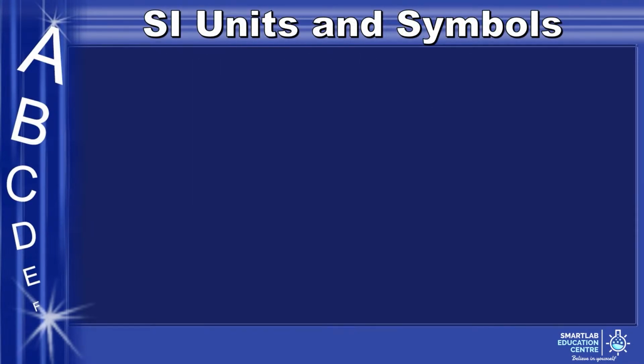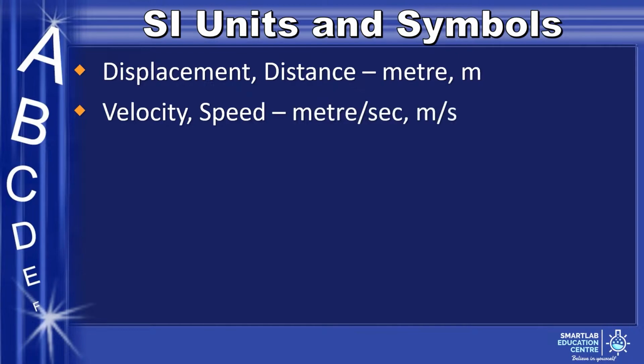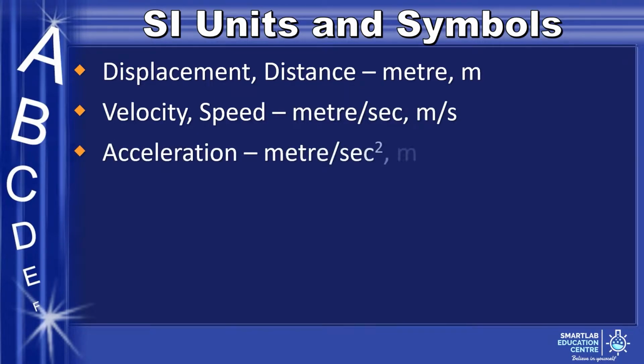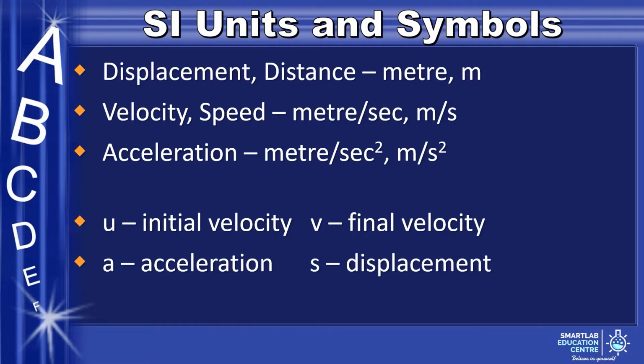Before we move on, here are some important symbols and SI units. Displacement and distance use meters, velocity and speed use meters per second, and acceleration uses meters per second squared. In addition, we denote initial and final velocity as u and v respectively. Acceleration and displacement are denoted as a and s respectively. Last but not least, t denotes the time taken.